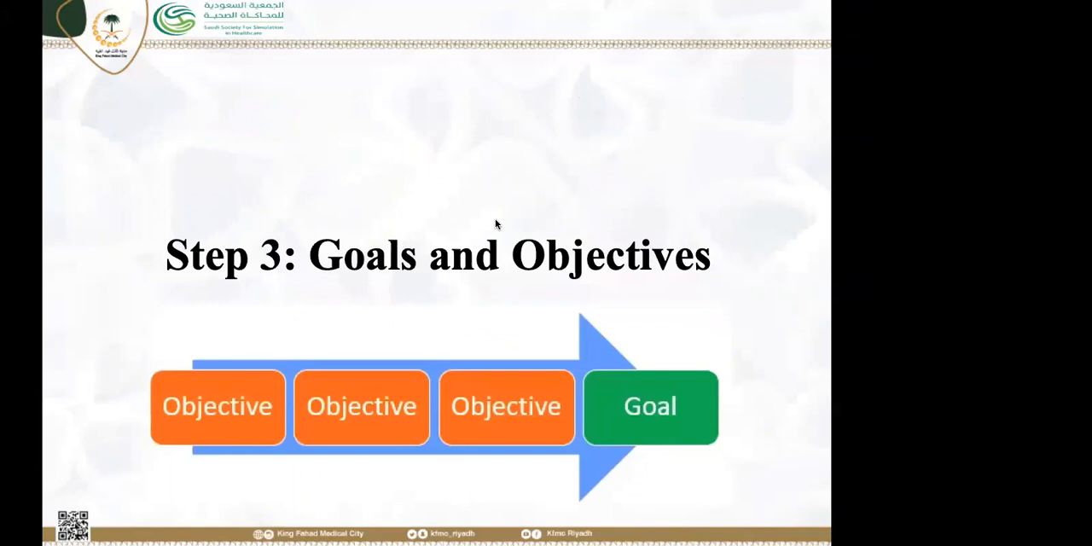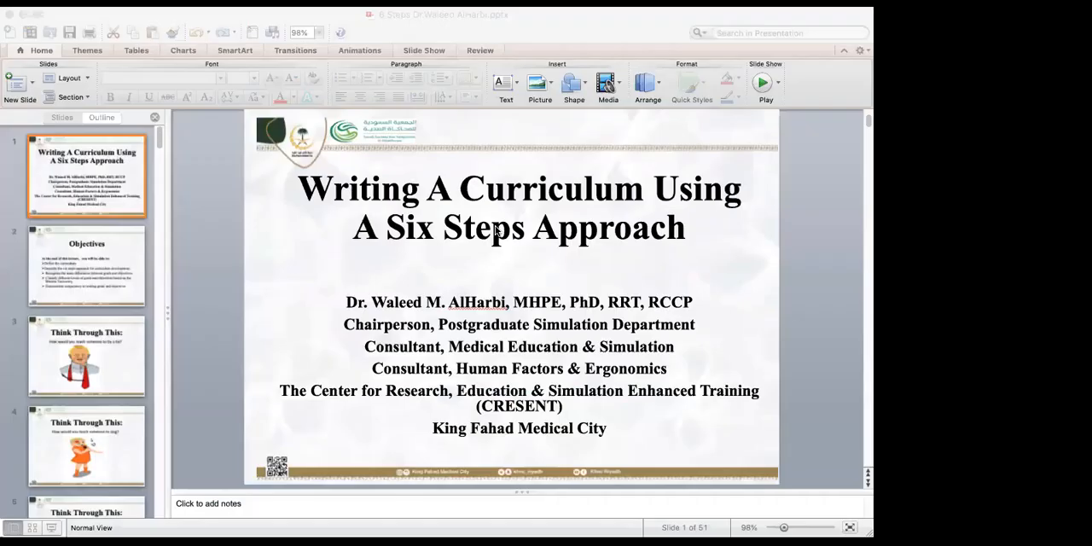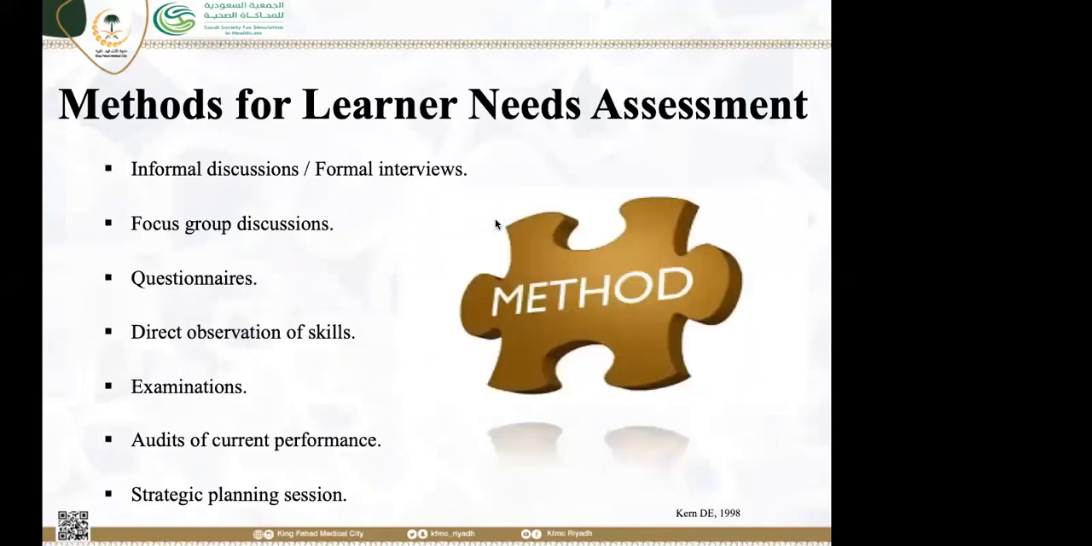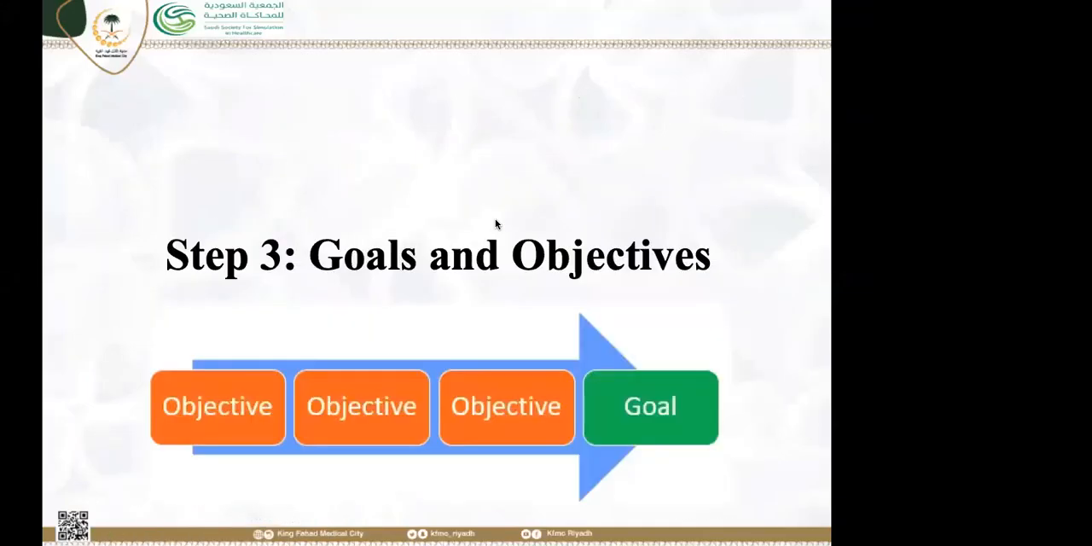So now we identified the problem. We have a general need assessment. The second step, we know our targeted learners, our students, our participants. We know their need assessment very well. We gathered the information that's going to help us, whether from these points or different points that you might write in the chat. The third step, to set a goal and objectives.